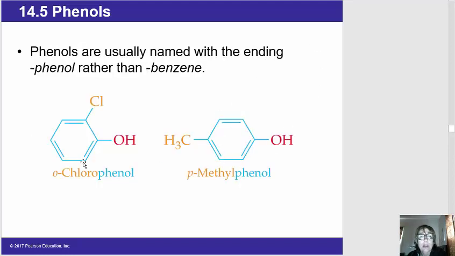So here are some structures on this slide of various substituted phenols, o-chlorophenol and p-methylphenol. So the o, of course, means that the two substituents are in the 1,2 position, and p means the two substituents are in the 1,4. And phenol means, of course, the hydroxyl.